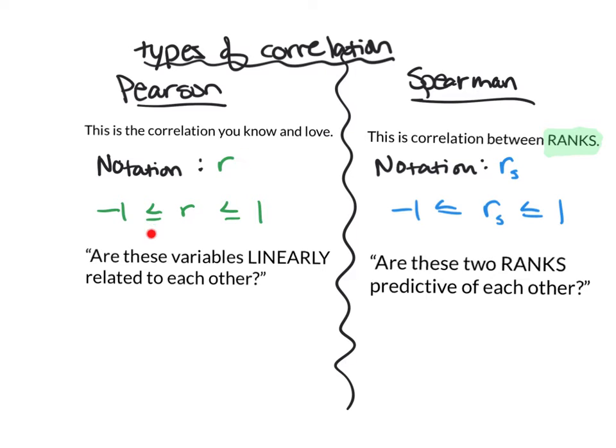It's written as r, it goes from -1 to 1, and it is about whether variables are linearly related to each other. If you're real close to 1, as one of them goes up, the other one goes up. If it's close to -1, as one of them goes up, the other one goes down.